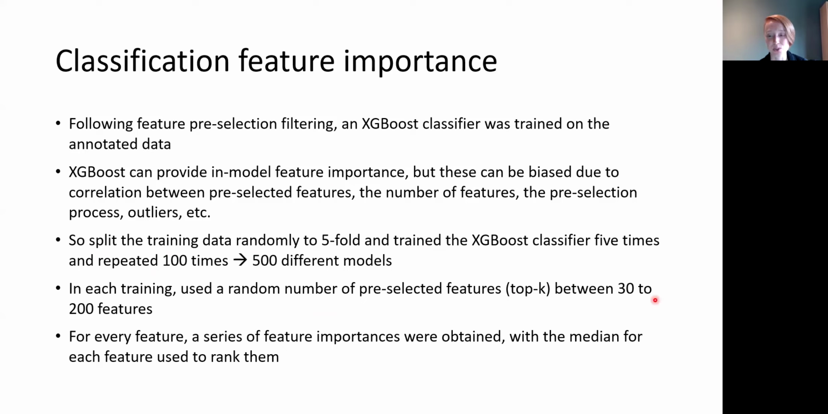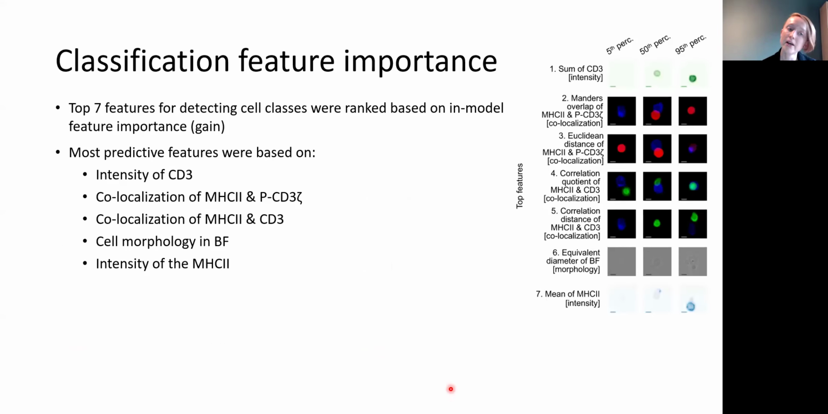So they selected between 30 and 200 features for each round of training. For each feature, they calculated a series of feature importances across all of these different models, and then they took the median for each feature to try and rank them within the scope of the other features. So, based on this, they found the top 7 features for detecting cell classes based on, again, this gain from the model.